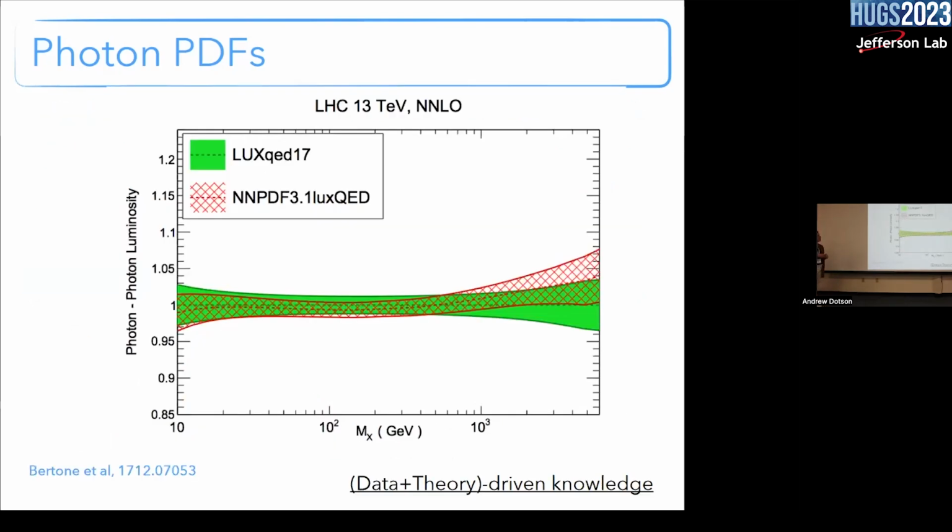And the effect was amazing, because you see that now the LUXqed, which is this green thing, had an uncertainty of only, whatever, like 2%, 3%. Well, before it was 100%. So it was really a breakthrough in terms of precision. So now we really know the photon.